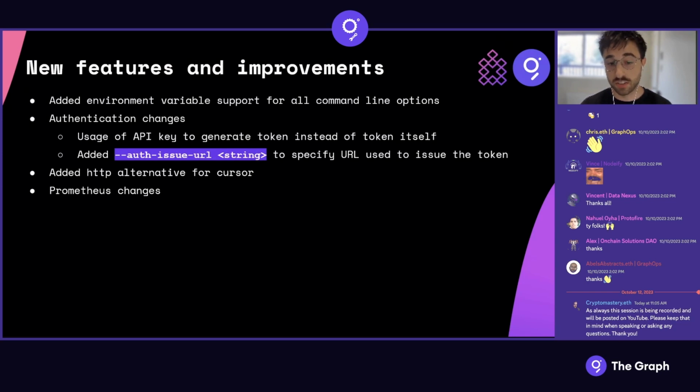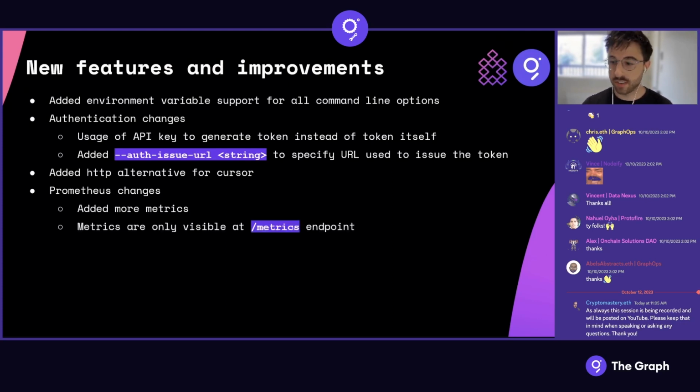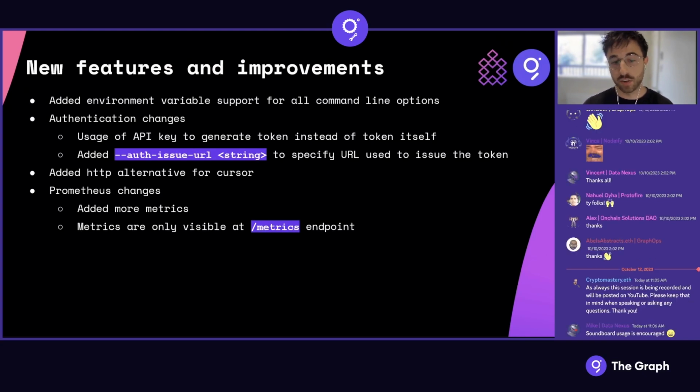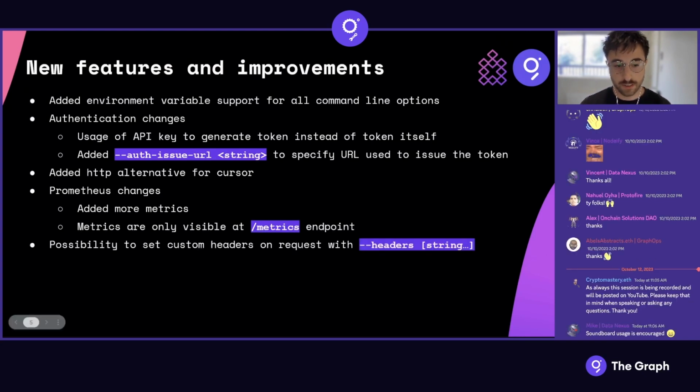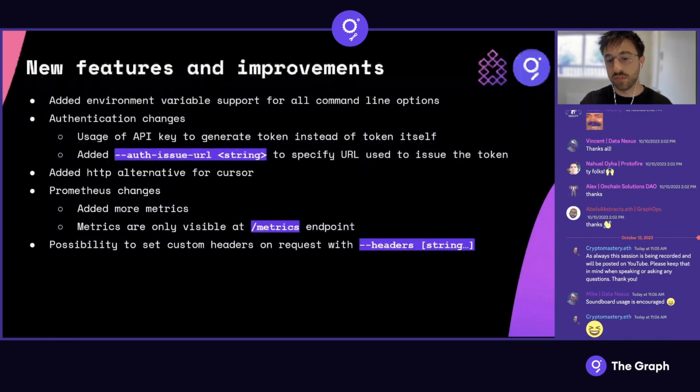Also, we brought changes to the Prometheus metrics by adding more of them, like the trace ID and other session-specific data, and made the metrics accessible from the /metrics endpoint. Also, users can now set custom headers that will be sent to the Substream server using the headers command line option. So this could be useful if, for example, you have different behaviors depending on what headers are sent by your sync.